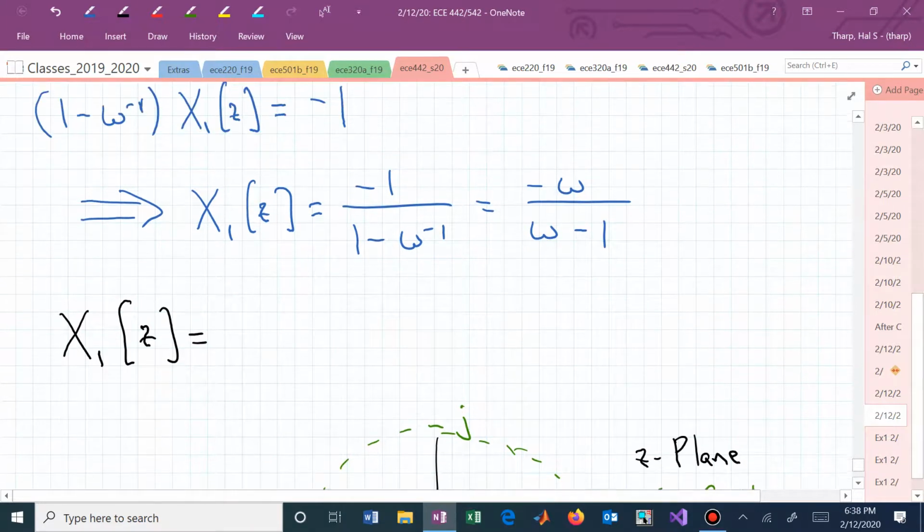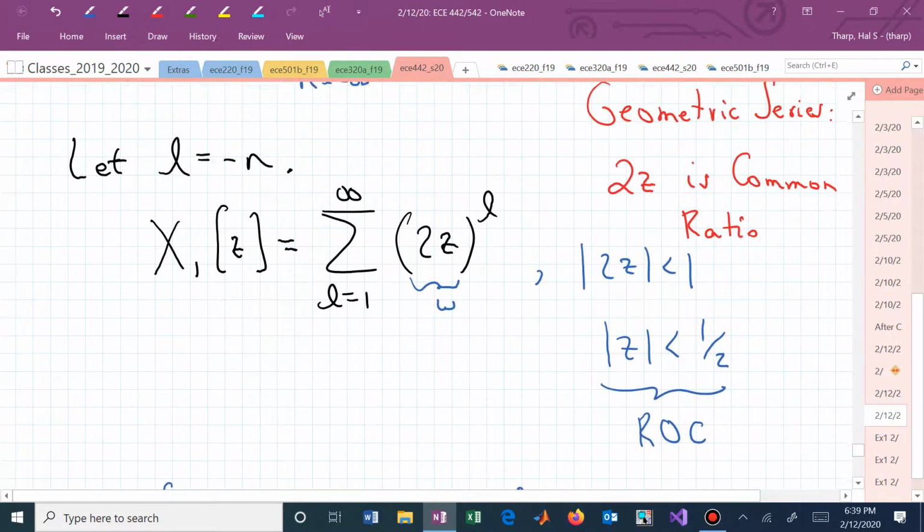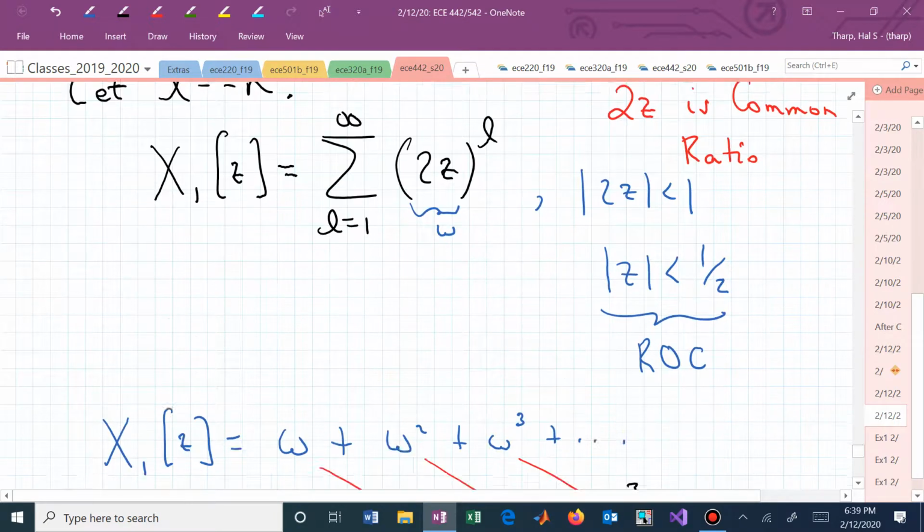Okay, we're getting close. Same idea. We could maybe go into limericks and rhymes. Anyway, this is now minus 2z over 2z minus 1. Factoring out a 2, we could have minus z over z minus 1/2. And when was this going to be valid, or when did that have a finite value? When the magnitude of z was less than 1/2.